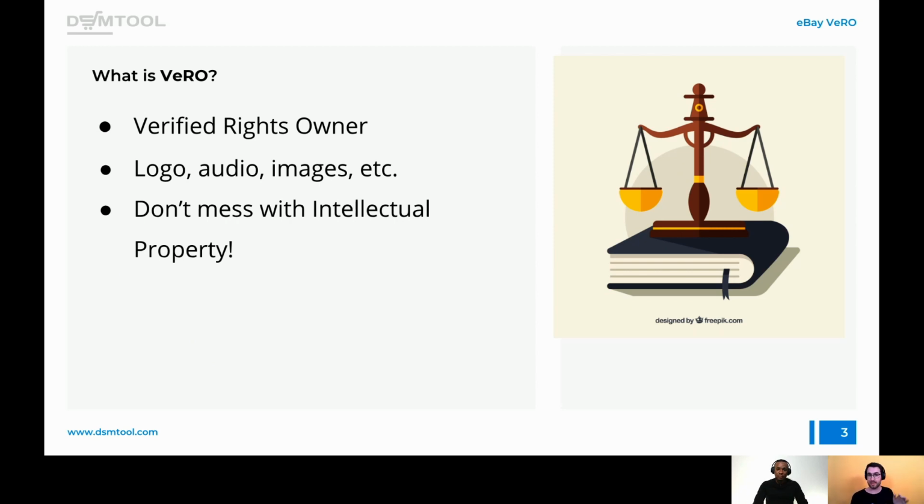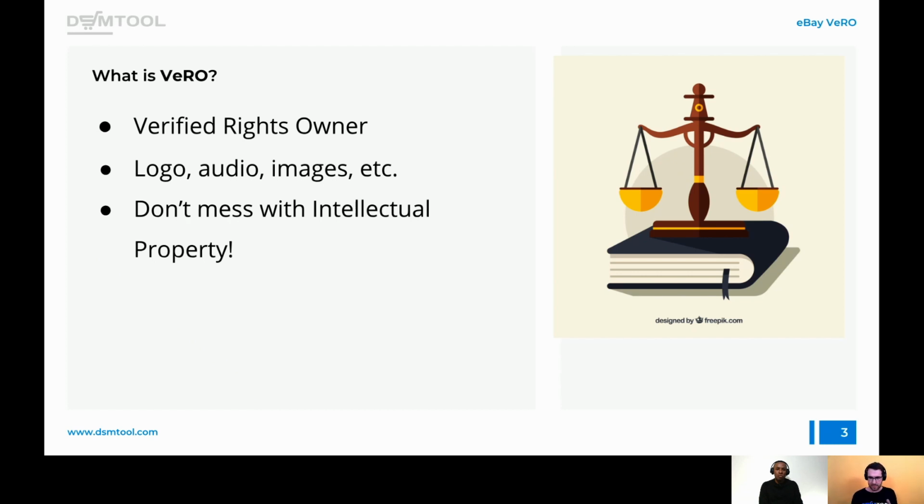The code that the DSMTool software is built with is the intellectual property of the company DSMTool. Your channel and your videos are your intellectual property. I think it depends on the agreement with YouTube, but I think it's yours. In the same way, there are brands who own their intellectual property. Apple owns all of their iPhones and all of that, and it's something that you don't want to mess with.